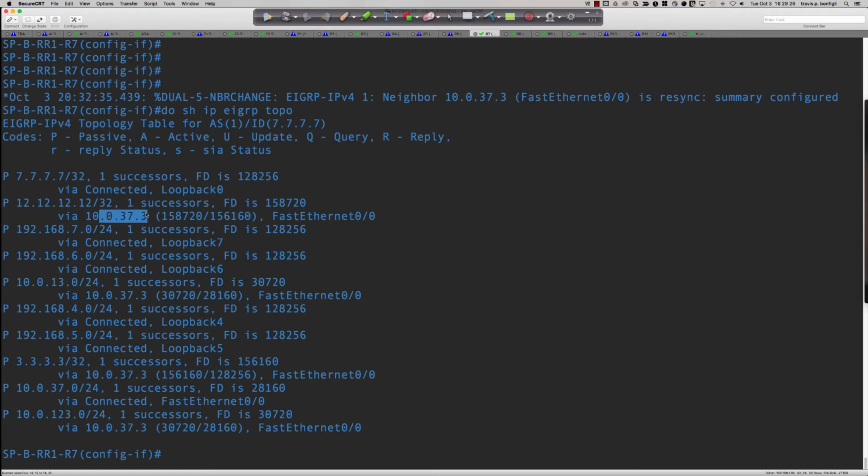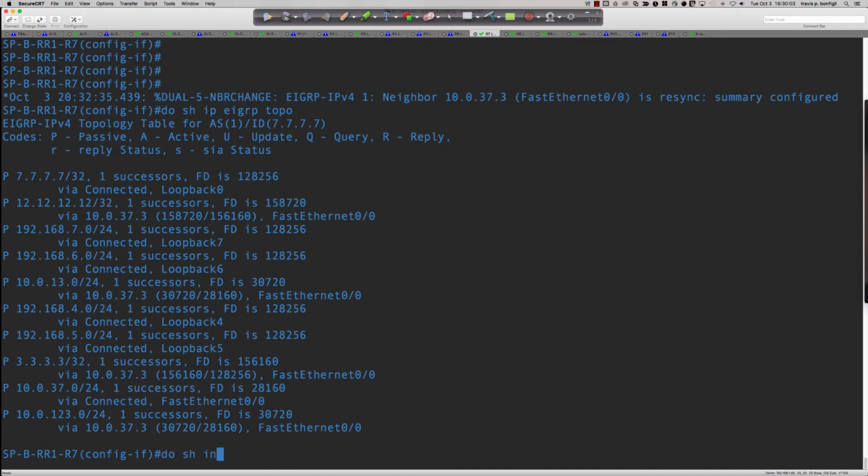The successor is router 3. That's that via line. And so router 7 knows that the successor through which he will go to get to this route, 12.12.12.12/32, is going to be router 3, and that is his feasible distance, right? And the route is in the passive state right now. We know that the outgoing interface is FastEthernet 0/0. So this simple option to the show ip eigrp topology command will save you from having to do the following.